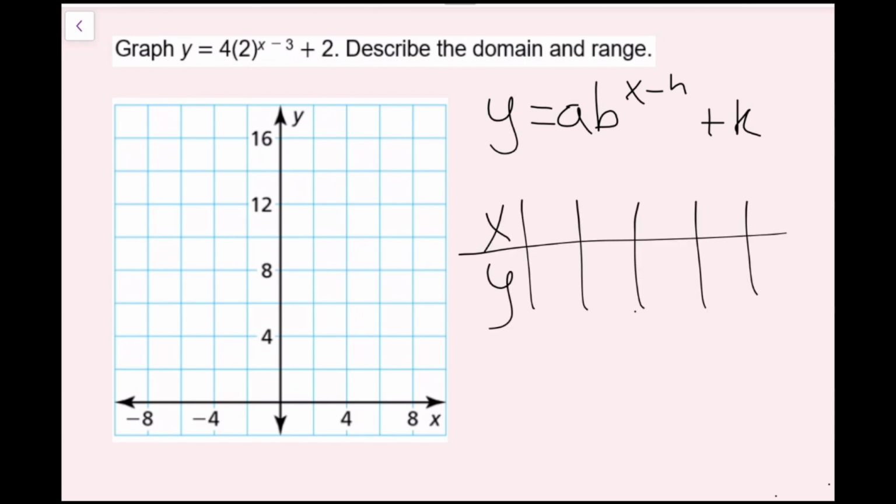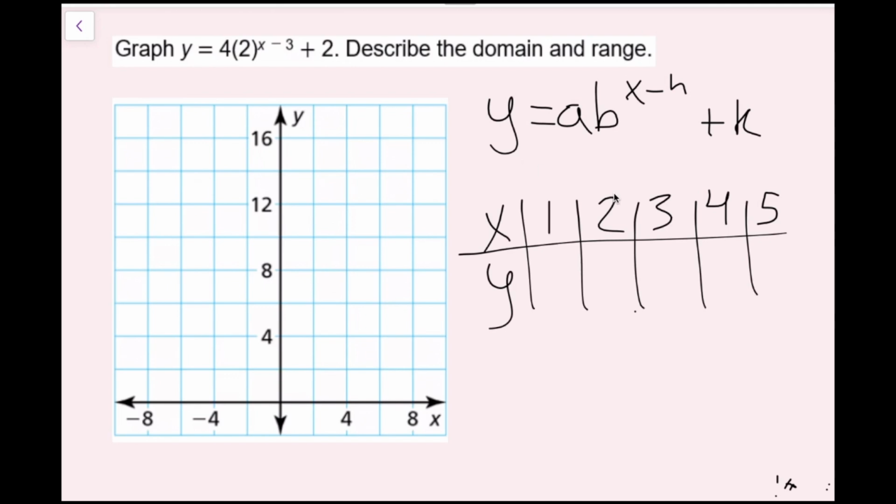So if you look here, I'm going to make the center of my table not 0 this time. I'm going to make it 3. Because 3 is going to make this whole entire exponent equal to 0, and I think that's the easiest one to work with. And then I'm going to surround my middle value here, which is going to be 3, with numbers above that and below that. Okay? So I'm going to put 3 here, because that's going to make my exponent 0. And then I'll go 4 and 5. Then I'll go 2 and 1.